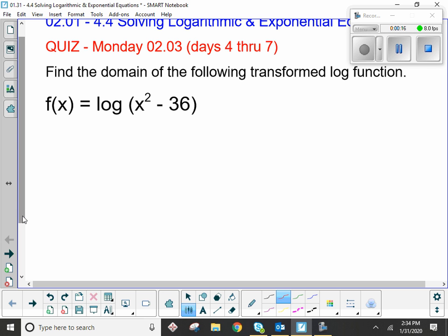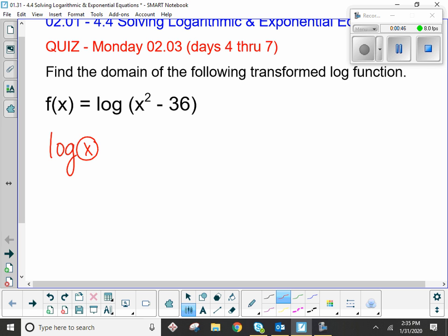Yesterday, we talked about finding the domain for log functions that have been transformed. This is the parent function, log of x. This is a transformed one. It's been squared, and now it has a minus 36. But we still want to know what its new domain is. That would be really easy if I gave you a picture, but they didn't have pictures. They just had equations. So we used algebra to figure it out.